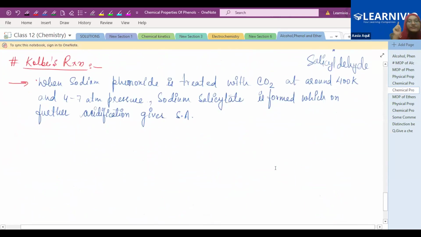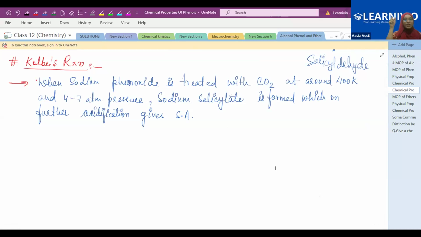Second is the Kolbe's reaction. I have already discussed this. Kolbe's reaction. Do you remember where I have discussed this? I have discussed the preparation of aspirin, right? Salicylic acid. So that's where I have discussed this already. So what is Kolbe's reaction? Kolbe's reaction is when you convert phenol to salicylic acid.